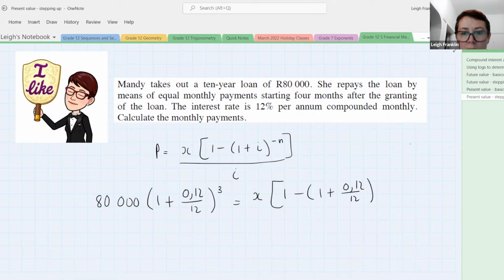0,12 over 12. And now we have to say to her, okay, she's taken out a 10-year loan. All right, she only starts paying the loan off after 4 months. Right, so the loan has grown for 3 months. How many payments is she required to make? So here in this case, because it's had to grow for 3 months before she starts paying, it means that she's got to make 117 payments. Okay, 117 payments.